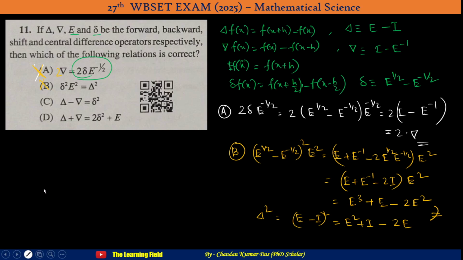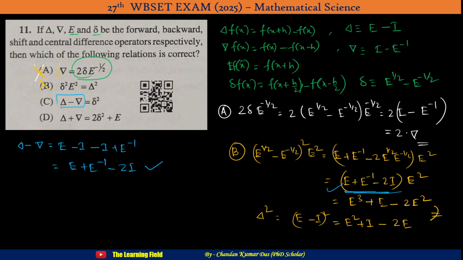Option C. Now we check option C. Delta minus delta equal to delta square. Delta square we have already calculated. So now we see the forward delta minus backward delta. This is equal to E minus I minus (I minus E inverse), which is E plus E inverse minus 2I. Yes, this is exactly this term. So this term and this term are the same. That means option C is our correct option, so we do not need to check option B again.